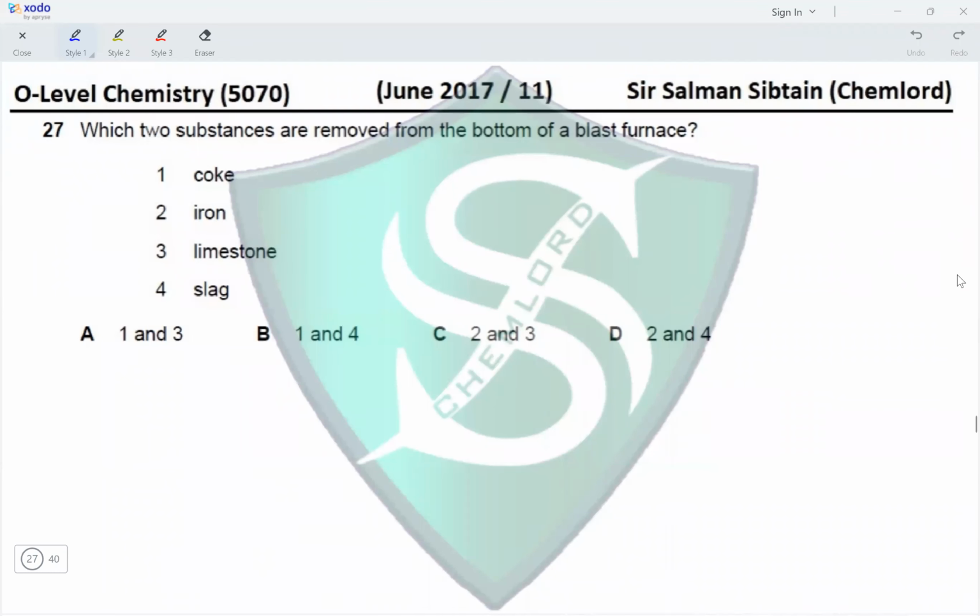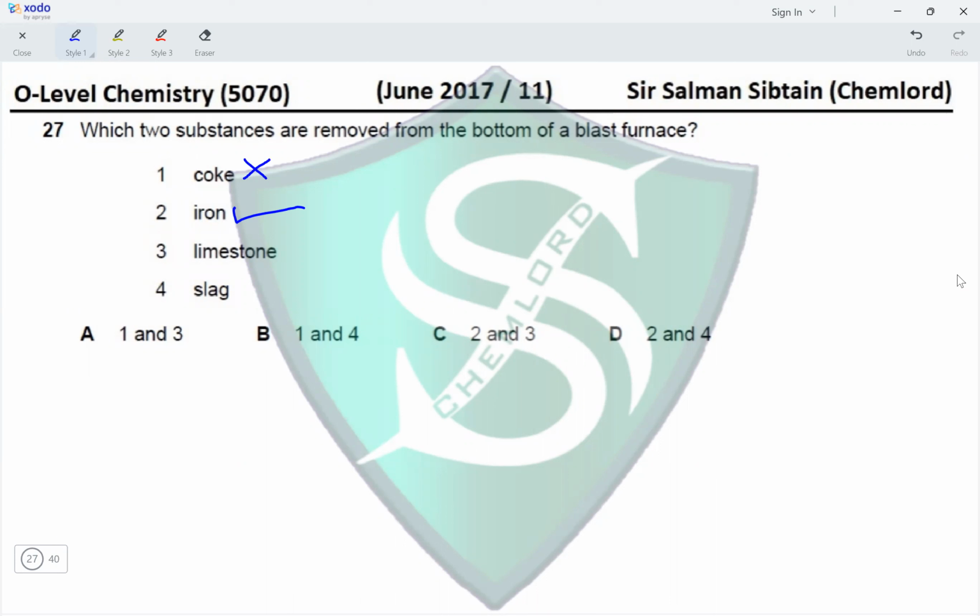Question 27. Which two substances are removed from the bottom of a blast furnace? Coke. Coke does not remain at the end of the reaction in a blast furnace. It is converted into carbon monoxide and carbon dioxide. Iron. Iron is produced as a molten or liquid metal which is collected at the bottom of the blast furnace.